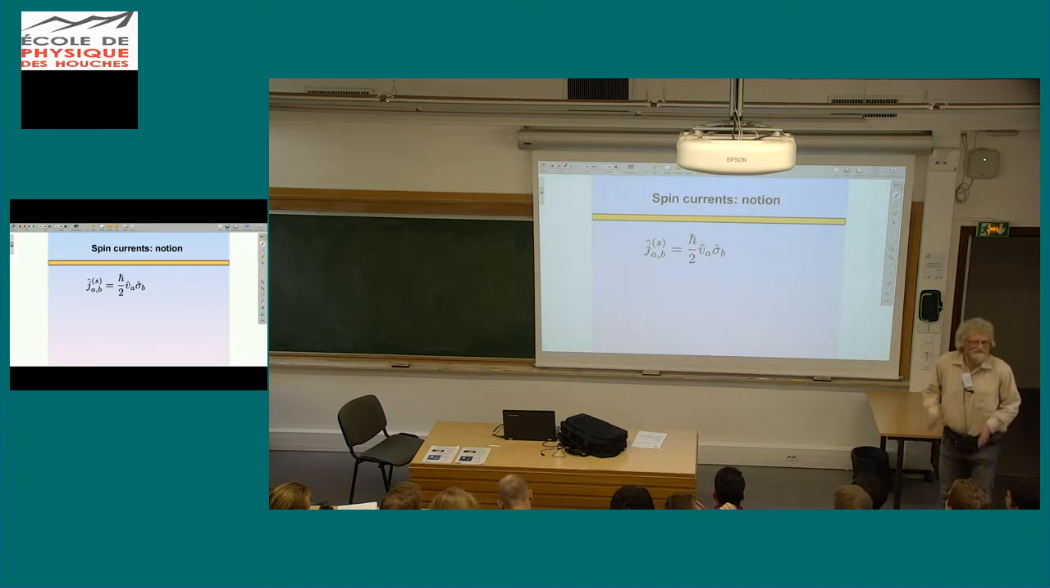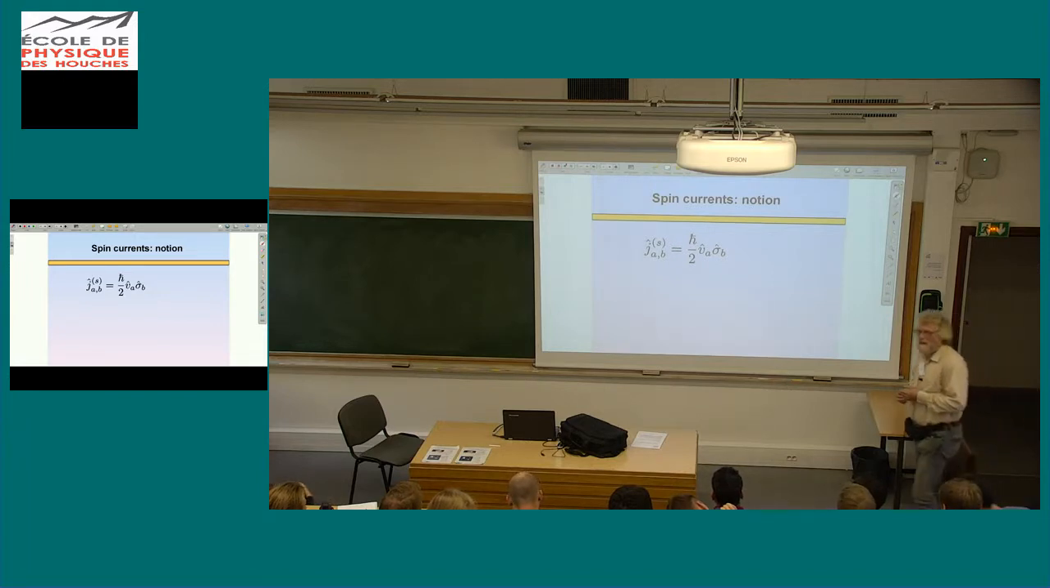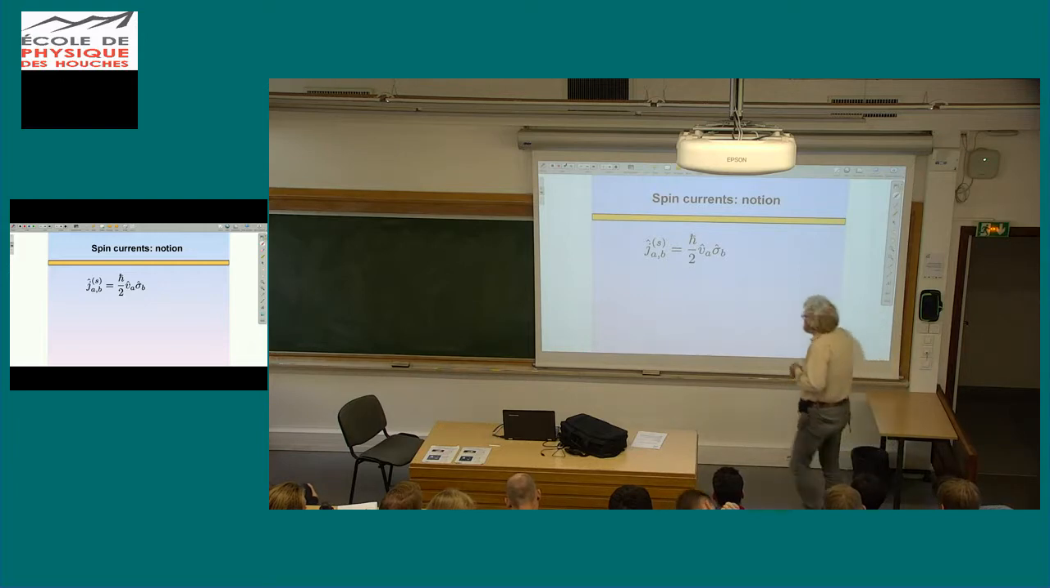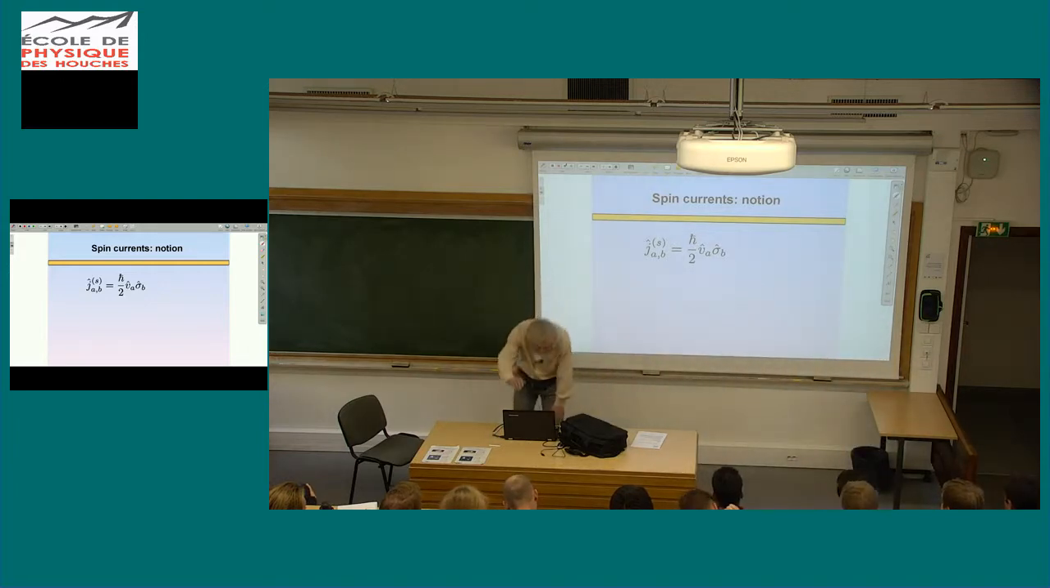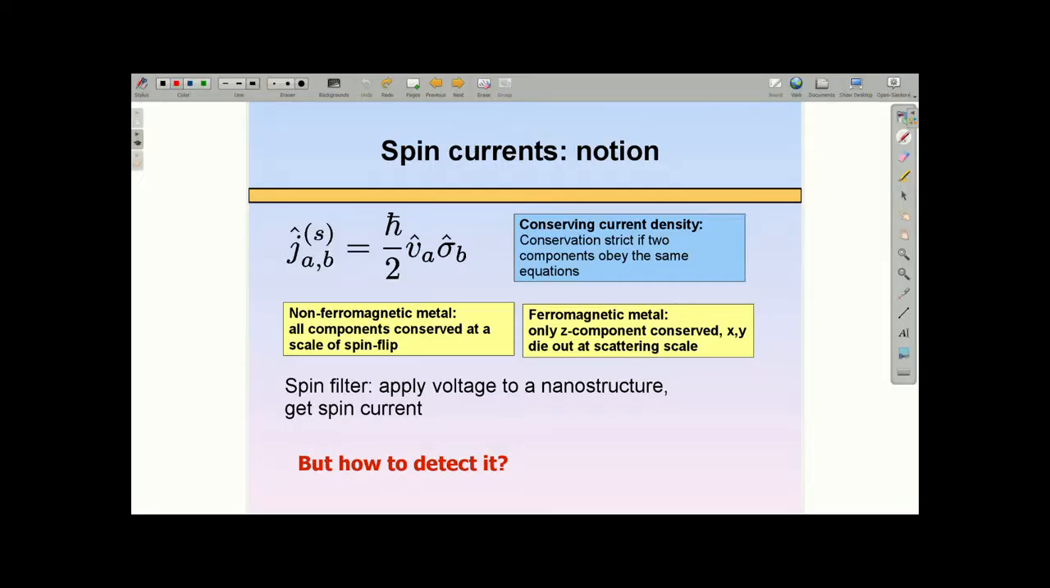Just look at this formula. Yes. So there are 3 directions, geometrical directions, and there are 3 directions in spin space. So there is a variety of spin currents.